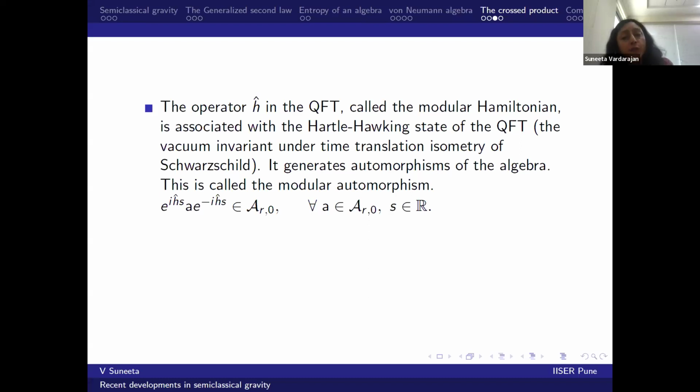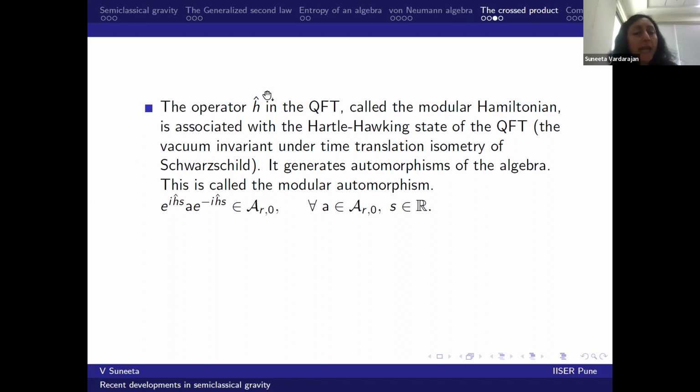Unfortunately, I don't have the time to get to modular theory, but I will tell you the special feature of the modular Hamiltonian. If I look at the algebra of the right exterior, let's say I have an operator A in that algebra. If I multiply on the left and on the right with these two terms, e to the i H hat s, and then e to the minus i H hat s on the right, where s is any real number, the result will still be in the algebra.